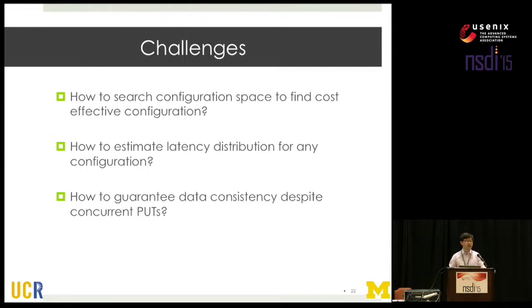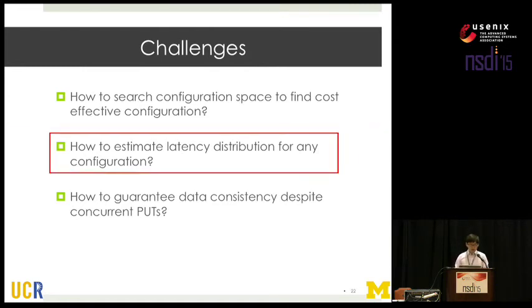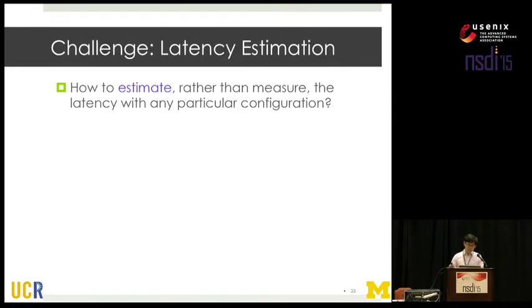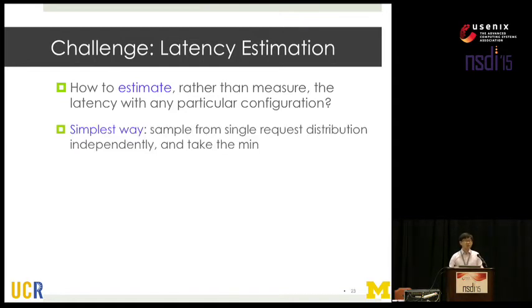And due to limited time, next, let me give you an intuition for one of the challenges, latency estimation. Like I said, latency estimation is very important for CosTLO to work. First, let's consider the simplest way to estimate latency. Given the latency distribution of a single request, we can simply sample the individual requests independently and take the max across concurrent requests. But we found that this independent sampling method does not work very well.